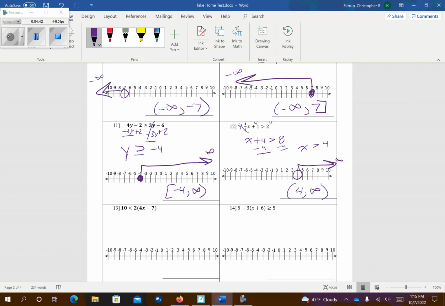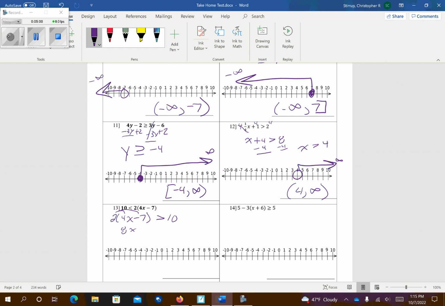Problem number 13. I would flip the whole thing over first because I want the x to be on the left side. I want the letter to be on the left side. So the sign is going to flip over as well, not because I multiplied or divided by a negative, because I flipped the whole problem over. Distribute.